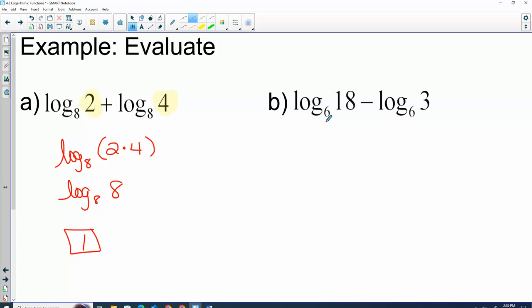Alright. This one, we probably do not know 6 to what power equals 18. It is not nice. But if I have two logs being subtracted, then if I want to put them together, what do we do with these arguments? Divide them. So I'm going to do 18 divided by 3. The 3 is on the bottom because that's the one that has a subtraction. So 18 divided by 3 is 6, and log base 6 of 6 is 1.